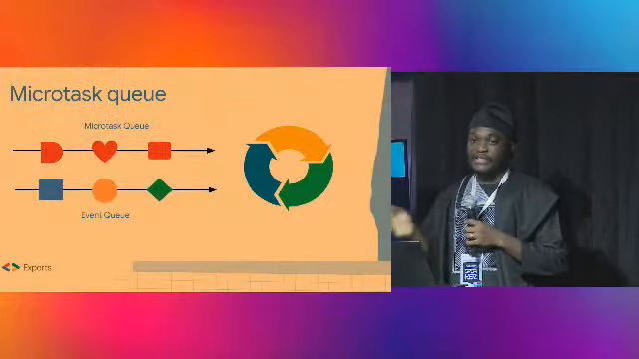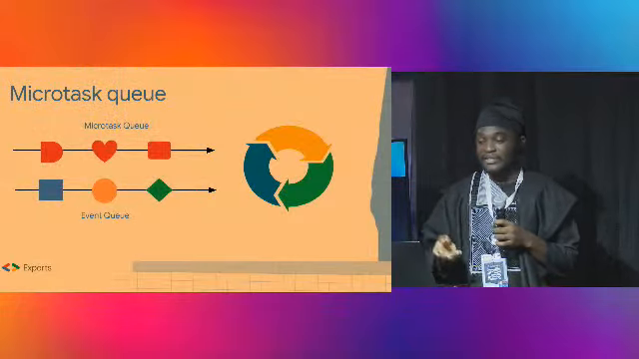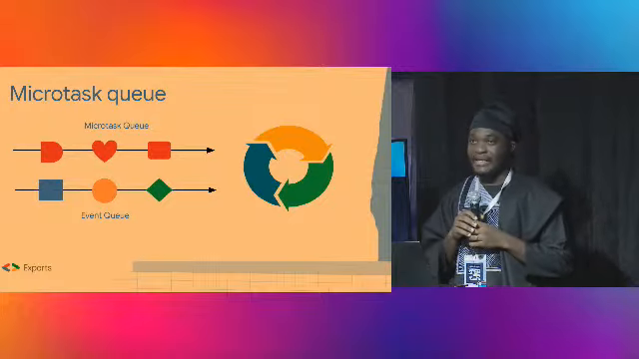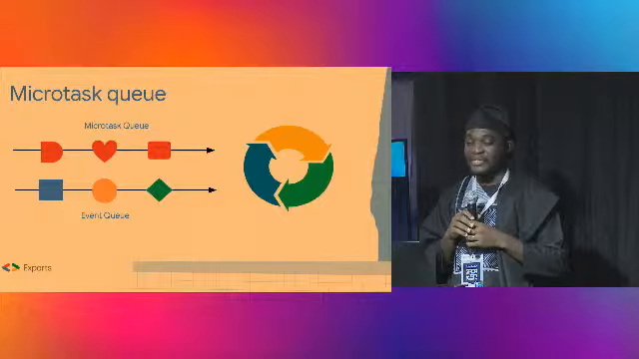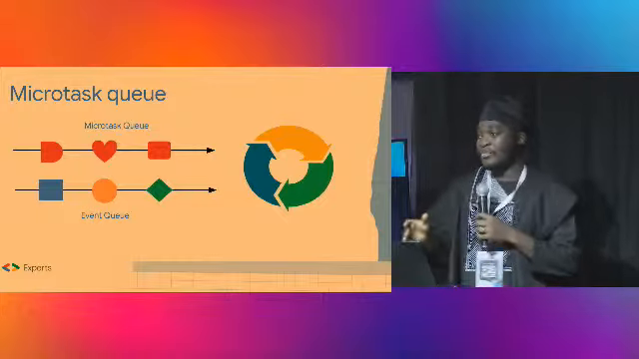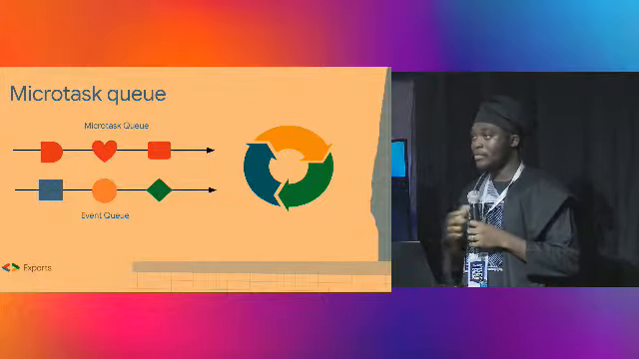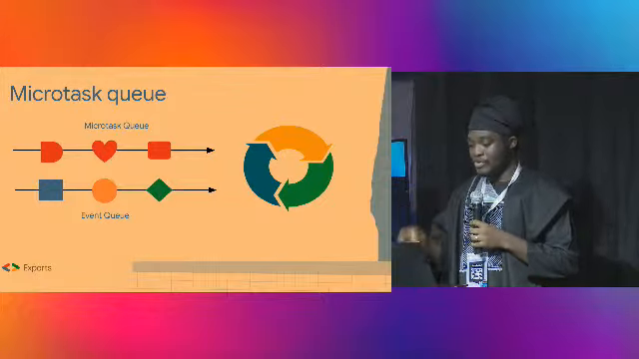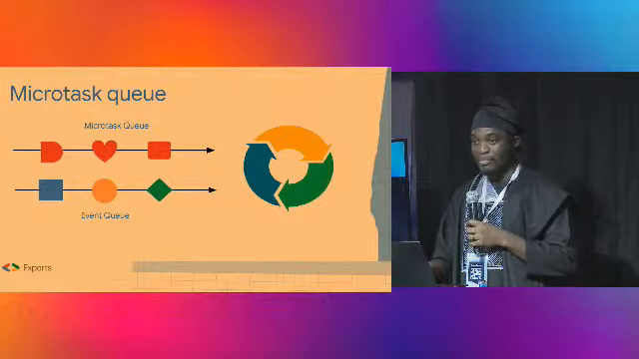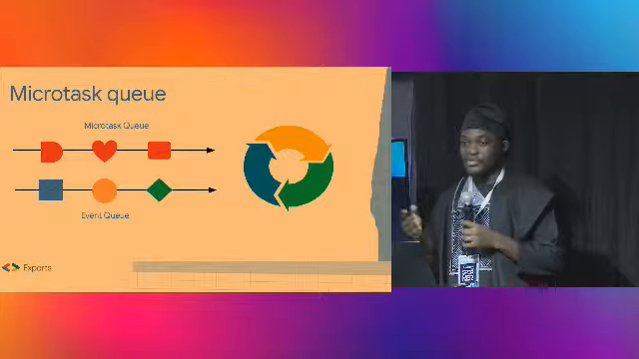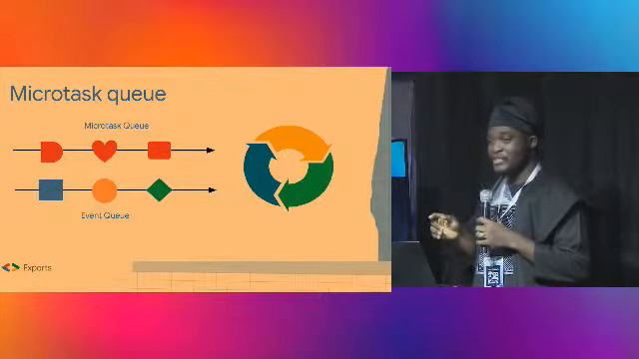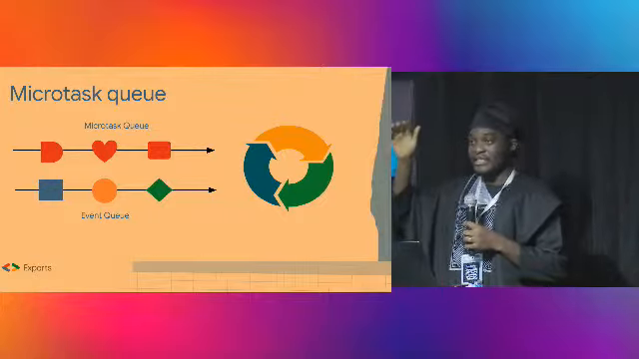And apart from the event queue, we have the microtask queue. These microtasks are more like things you want to happen before an event happens. I'm not sure what kind of example to use, but let's say you want to download a file, but before downloading the file, there's something you want to do. This kind of thing you can put in a microtask queue, because the microtask queue has priority over the event queue.